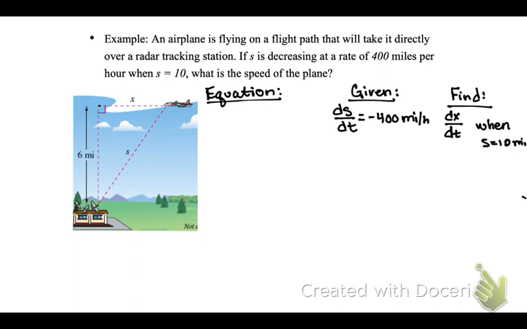A triangle. How about the Pythagorean theorem, right? So we're going to have x squared plus 6 squared equals s squared. Because s is the hypotenuse, yes? No, c is. s equals c. Yes. Now what?